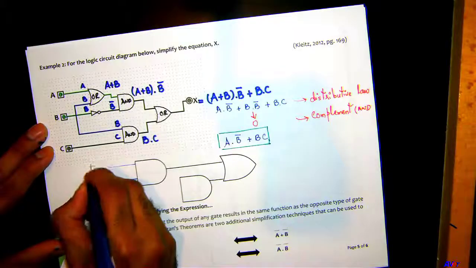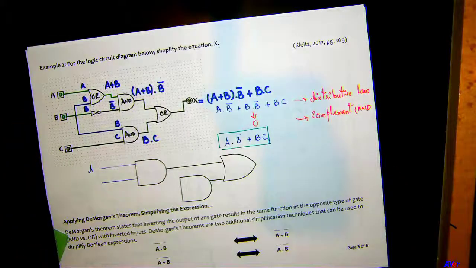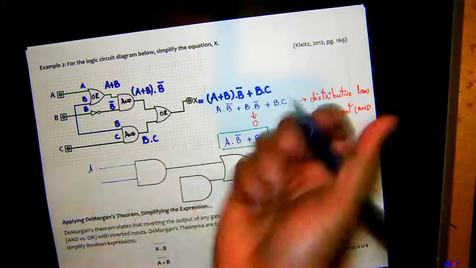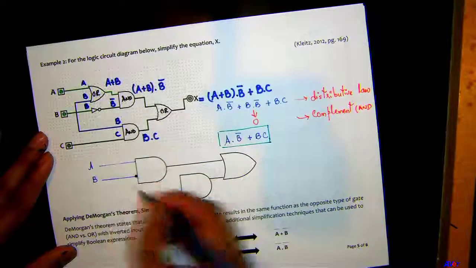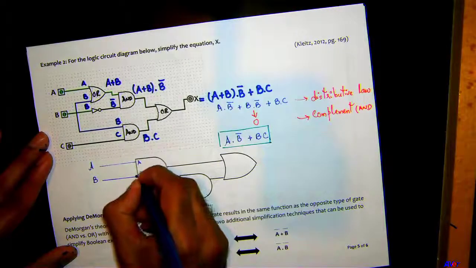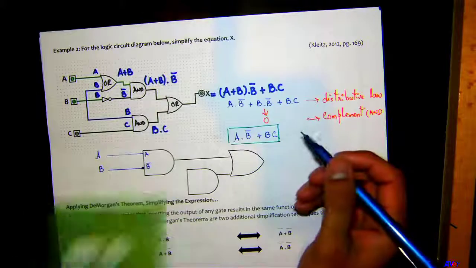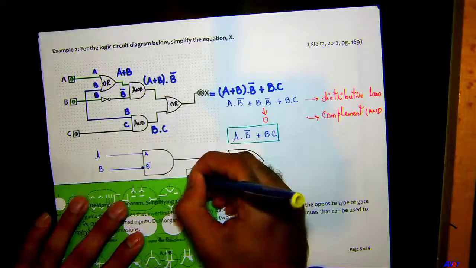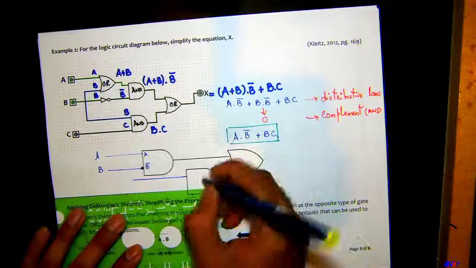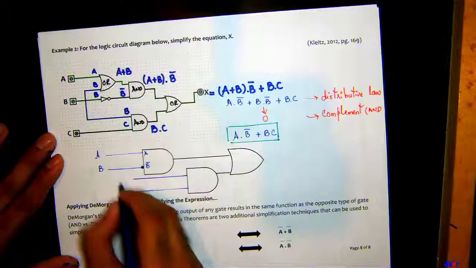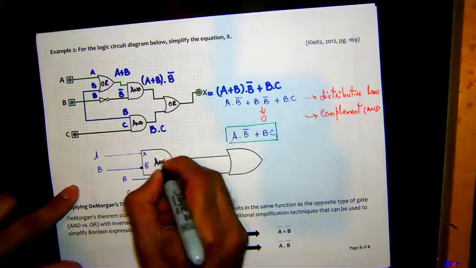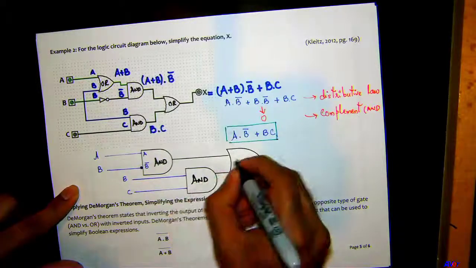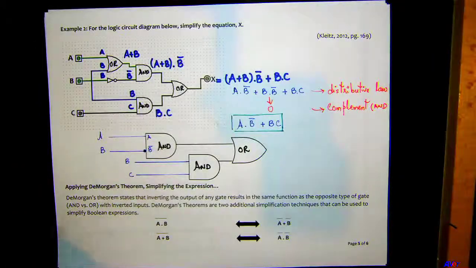This will be my A. Now B bar, you can do it 2 ways. Either you can have a bubble or you can do an inverter. During class I just prefer bubble because it's just easier, right? So this would mean B bar, okay? So you get A here and you get B bar here. And then this is going to be B and C. So this is B, this is C, again this is AND gate, this is OR gate, and your output right here.